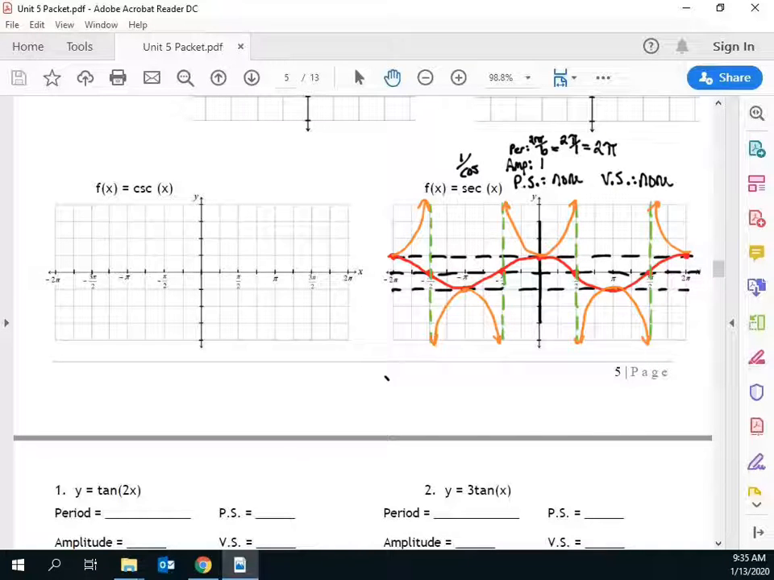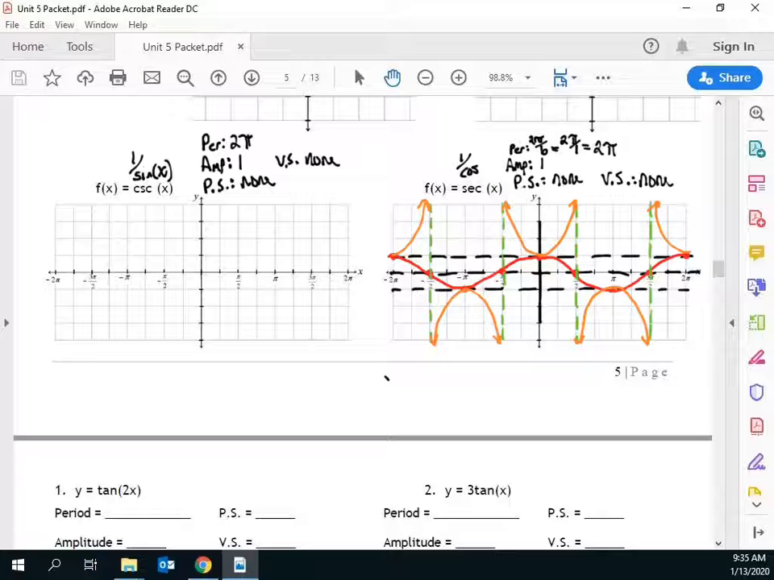You know what, I'm going to make this a little bit lighter so you can see it a little better. So we go through cosecant, which is the inverse of what? 1 over sine. So we go through again, period of 2 pi, amplitude of 1. I know you probably don't have this space because you probably put a table in. Phase shift of none. Vertical shift of none as well.